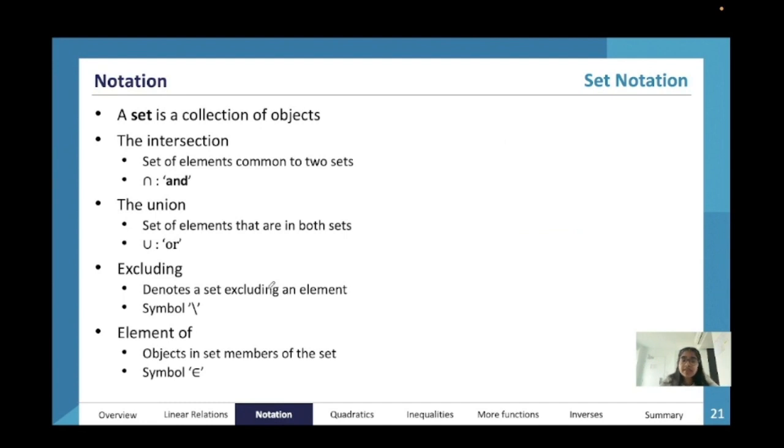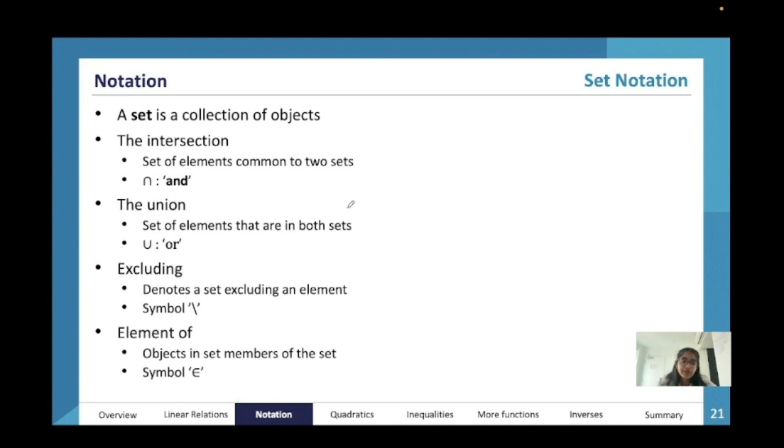Keep in mind, a set is a collection of objects. So in maths, I guess, a set is a collection of numbers. These might be familiar to you: intersections and unions. If you have an intersection, it's basically a set of elements that are common in two sets. It's denoted by this symbol, and it basically means "and". For example, if I say how many people play basketball and soccer, that "and" tells me it's an intersection. So you're looking at people who play both of those sports.